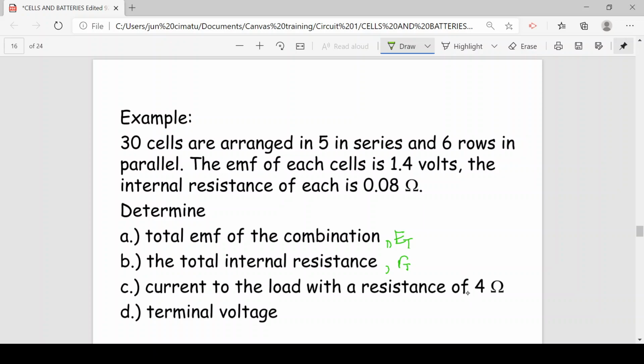This is the R sub L, and required here is the current going to the load. Let's name this as I sub L, and the terminal voltage, which is V sub T.